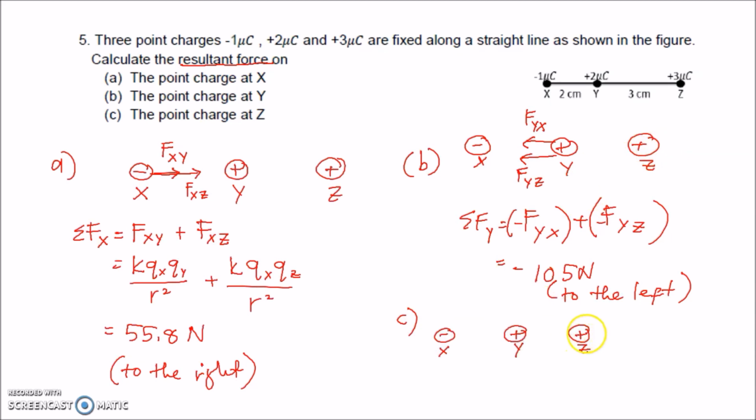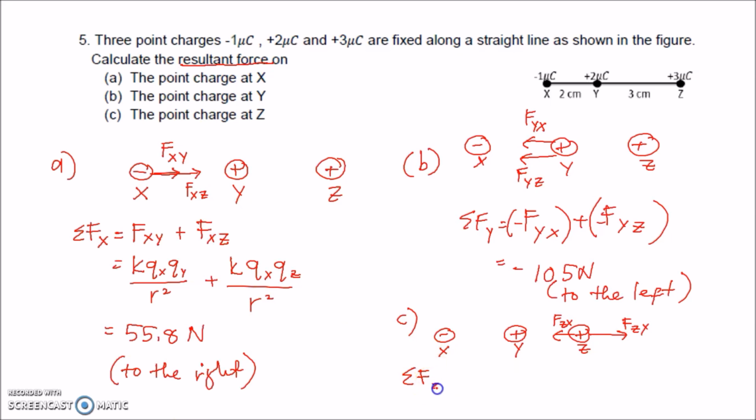Label the direction of force exerted on charge Z. Then Z and X attract, so it will move to the left, F_ZX. And positive repels, so F_ZY. So for this one, you need to subtract the larger from the smaller, or add everything.